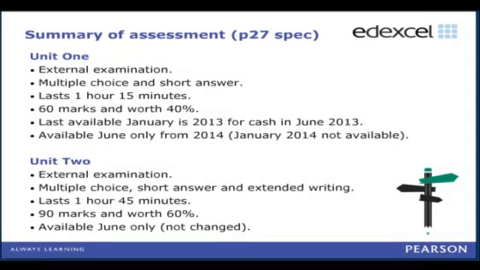Unit 1 is shorter. It's an hour and 15 minutes compared to an hour and 45 minutes. And Unit 1 has 60 marks and Unit 2 has 90 marks. Then that important bullet point at the end, where I've written available June only from 2014. The last available January is 2013 for cash-in June 2013. And Unit 2, available June only, that's not changed. It'll still be just available in June.